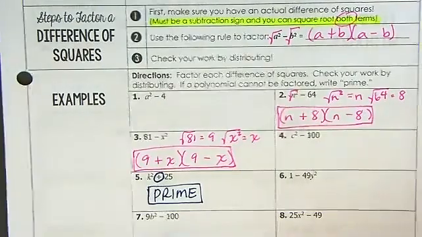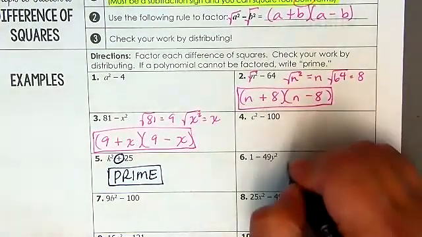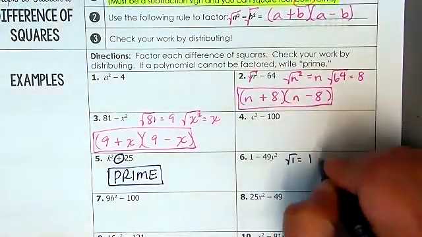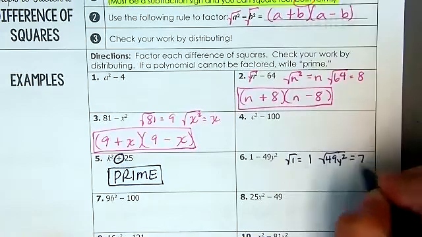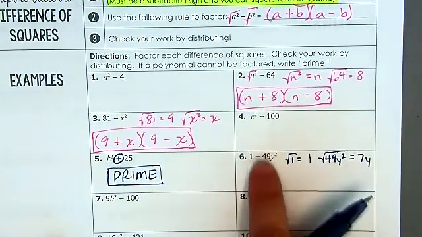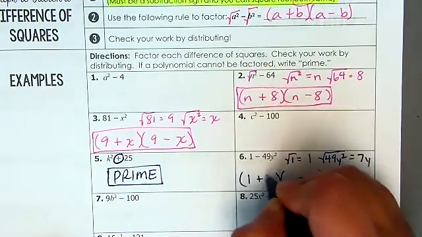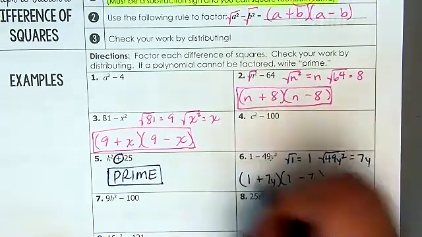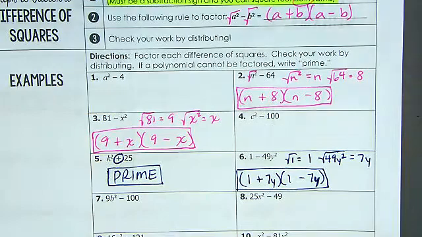Okay, let's look at number 6. We're pulling some variables in with the terms at this point. What's the square root of 1? 1. What's the square root of 49y squared? The square root of 49 is 7. The square root of y squared is y. So both of these are perfect squares, and it is subtraction. So this is a differences of squares, and I have 1 plus and 1 minus. I have 1 plus 7y, 1 minus 7y. And there we go. There's the factored form of 1 minus 49y squared.